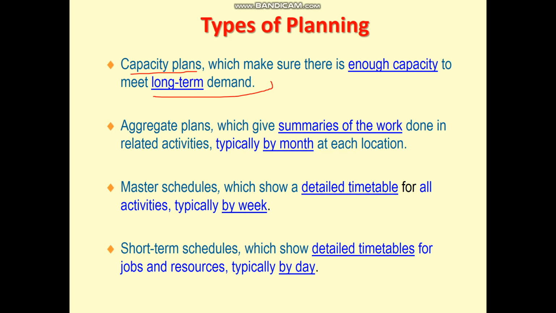And the aggregate plans are the plans to fulfill the monthly demand. The master schedules show the detailed timetable for all activities, typically by weekly demand. Okay, and short-term schedule is very detailed timetables for jobs and resources, typically by daily.